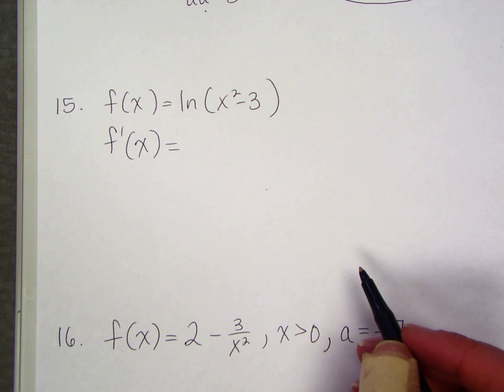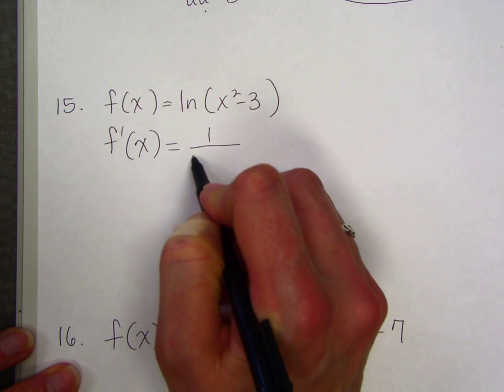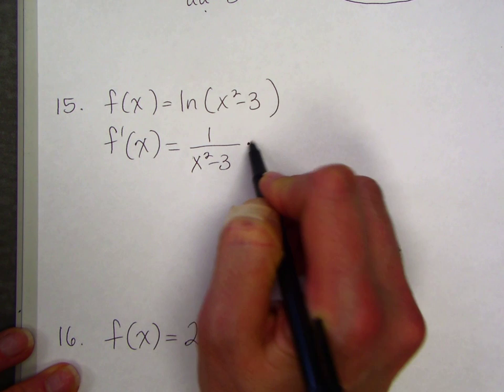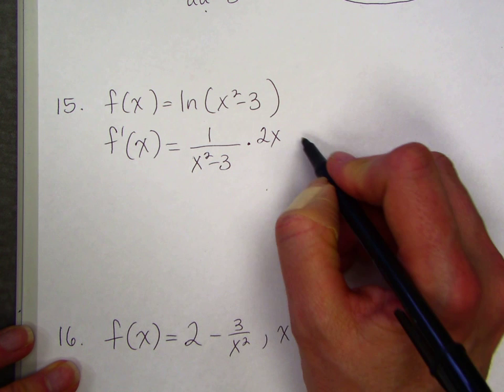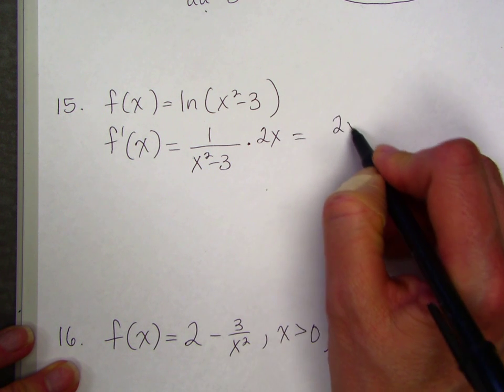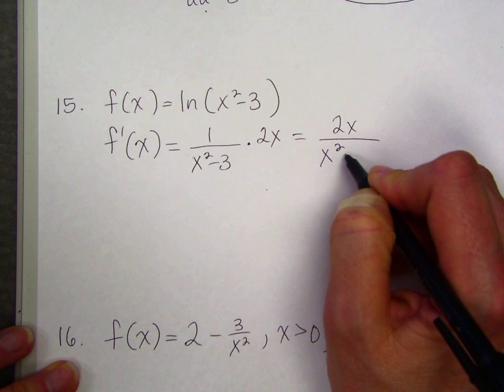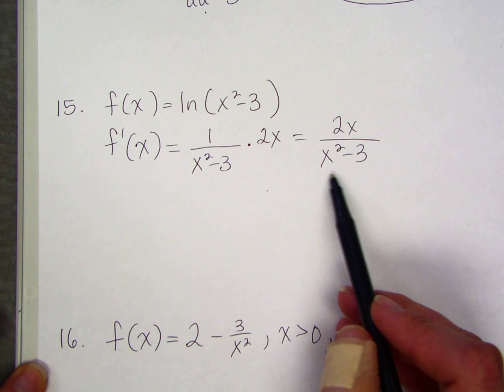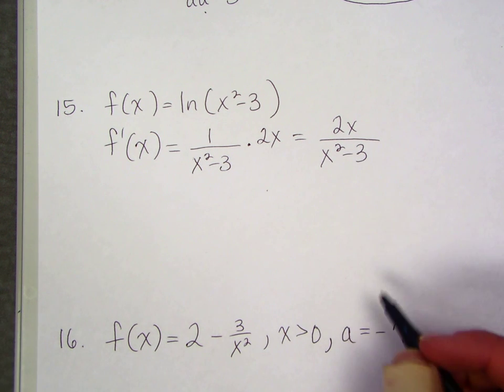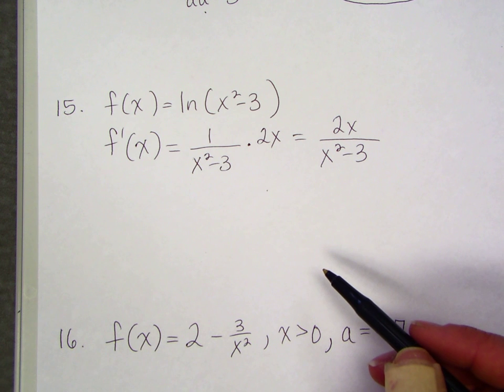So the derivative of the natural log of something is 1 over that something, times the derivative of that part, which is 2x. Again, some people would write that as 2x over x squared minus 3. And that would be fine, not reducible. Now we do want to find out when this thing is undefined or 0. So decide if this fraction is ever undefined, and if so, where is it undefined?